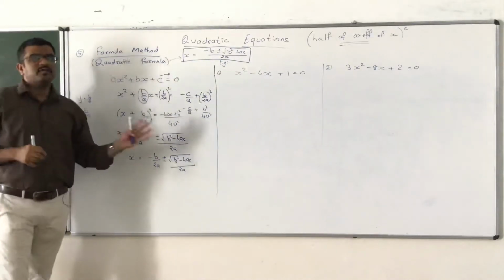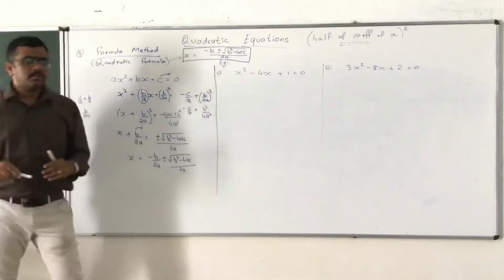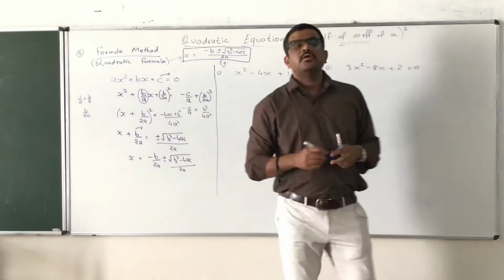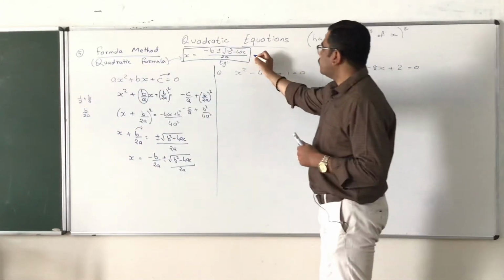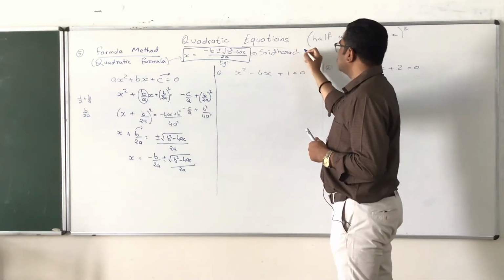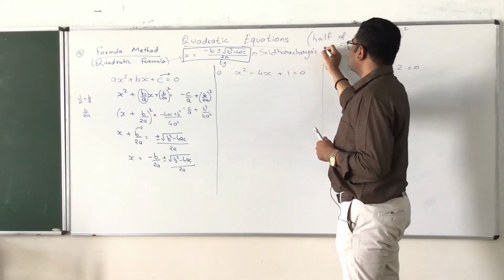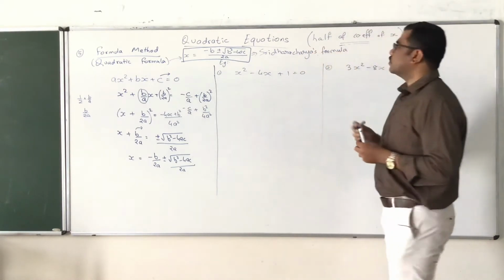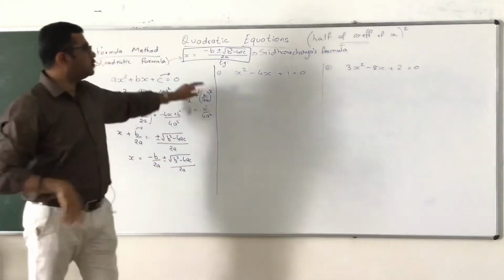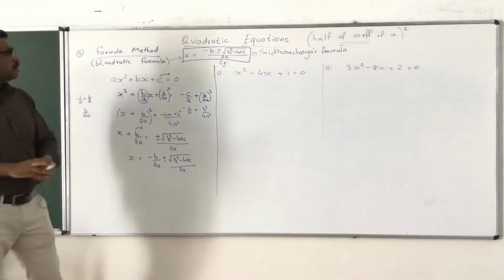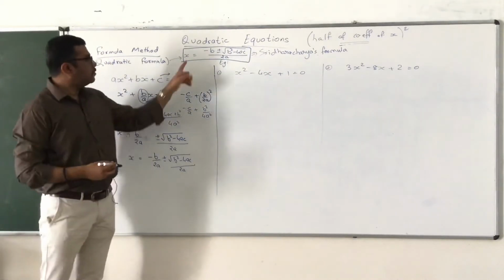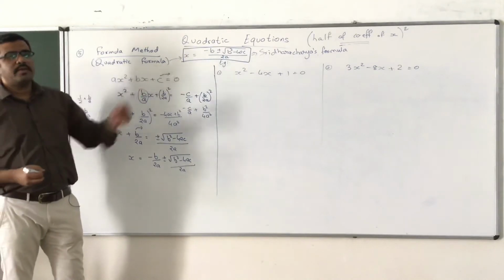The method was first given by Brahmagupta, an Indian mathematician, and later on this formula was derived by another Indian mathematician known as Sridharacharya. So this formula is also known as Sridharacharya's formula. Now in this formula, we directly apply the values of a, b and c from the equation to get the solution of the quadratic equation, that is, the values of x.